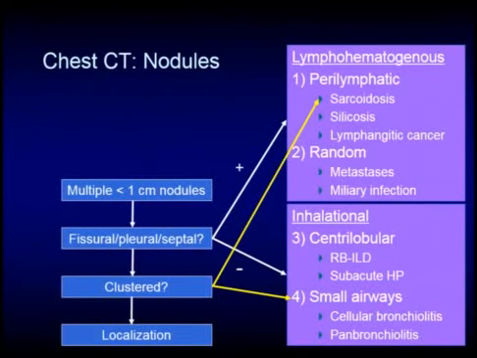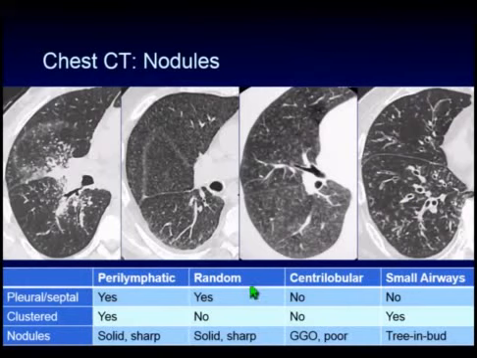And remember the morphology of the nodules as well. So here, I just put side by side all of the nodular diseases. These are the patterns across the top. The pleural or lymphatic structures: perilymphatic and random, yes, they involve those. Centrilobular and small airways, no. The clustering, as we talked about before: perilymphatic and small airways, yes, not so with random and centrilobular. And the morphology of the nodules: perilymphatic, solid and sharp; random, solid and sharp; centrilobular, as we get to more inhalational or airway processes, these nodules become more ill-defined, or even branching in tree-in-bud.